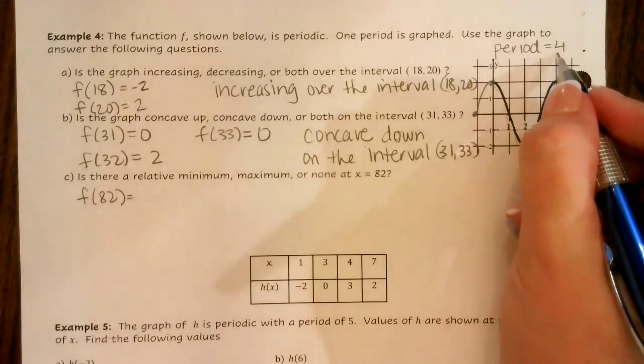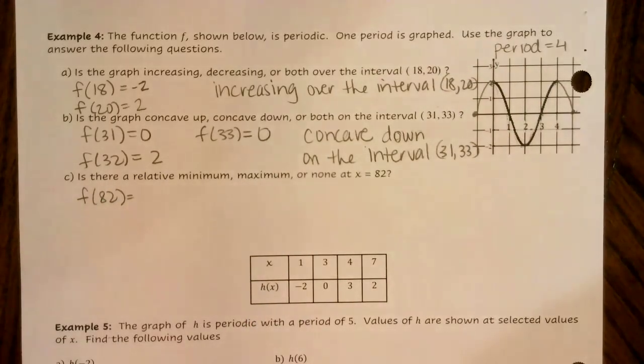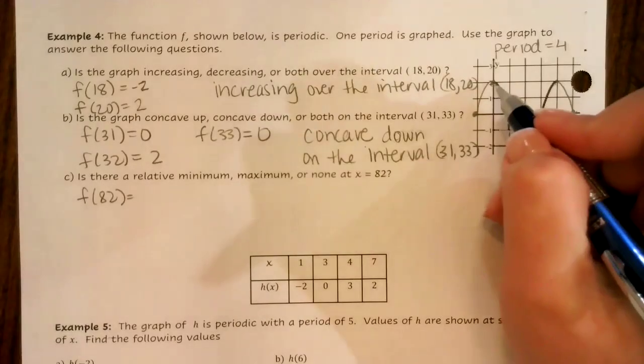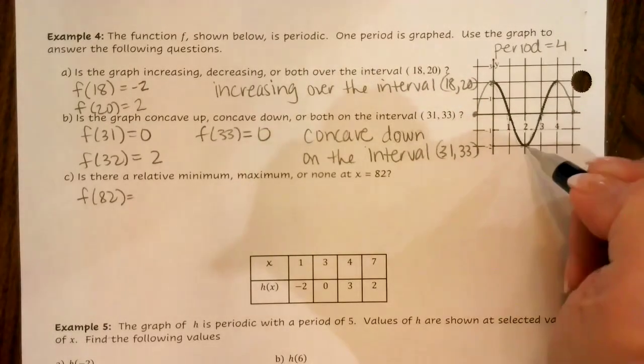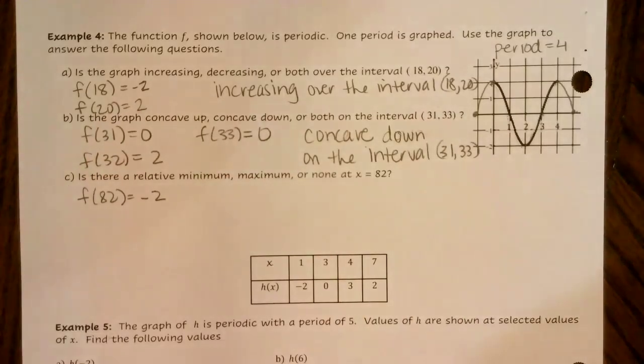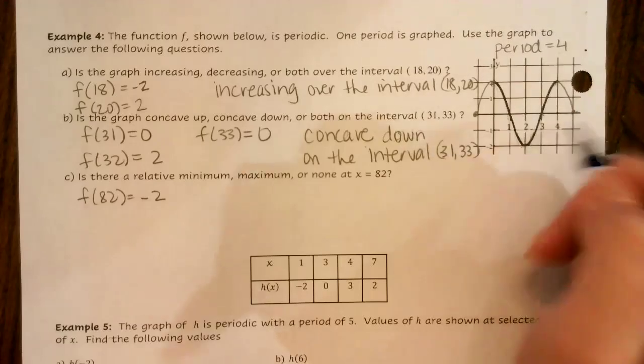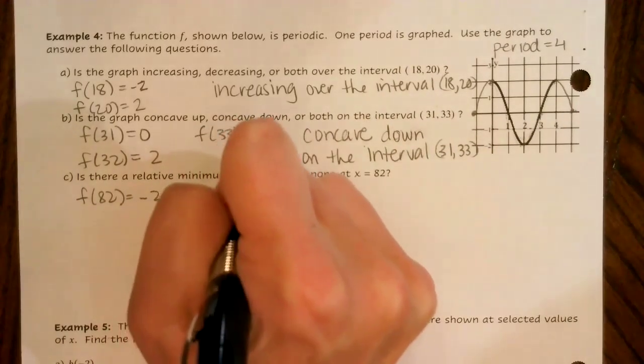Again, our period is 4, and so we can get all the way to 80 with 4, and that would leave us with that remainder of 2. So this would be the 80, 81, and 82. And so that is the y value, -2. That would be this portion of the graph right here, and we know this is a relative minimum.